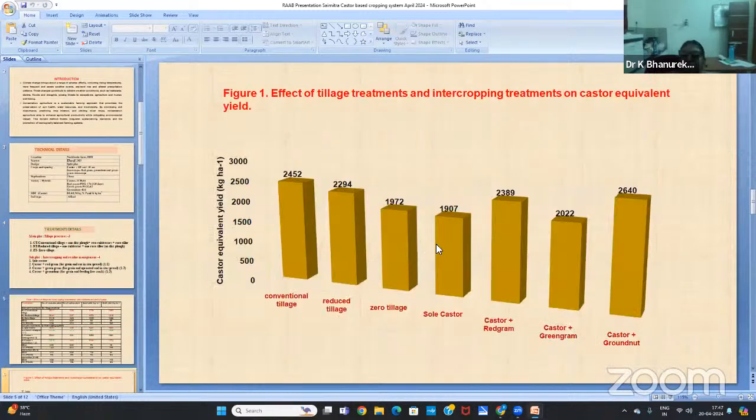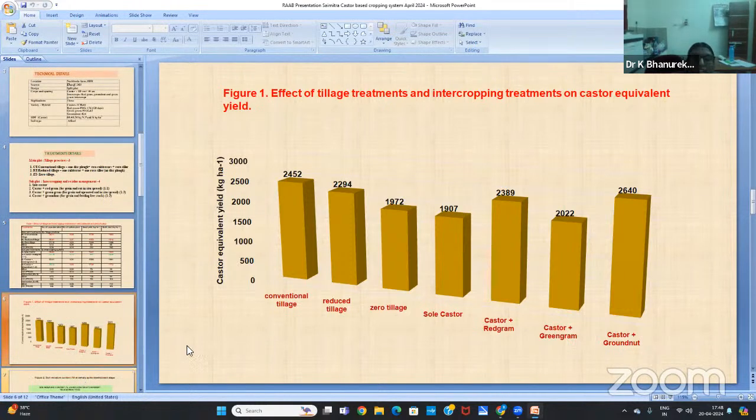Yeah, when we see this figure, what is the castor equivalent yield among the different treatments? Interestingly, we can see here that, as usual, the conventional tillage has recorded the higher equivalent yield, but it was closely followed by the reduced tillage and comparatively lower with the zero tillage. And among the cropping systems, it was castor plus red gram, and then castor plus groundnut in terms of the castor equivalent yield.